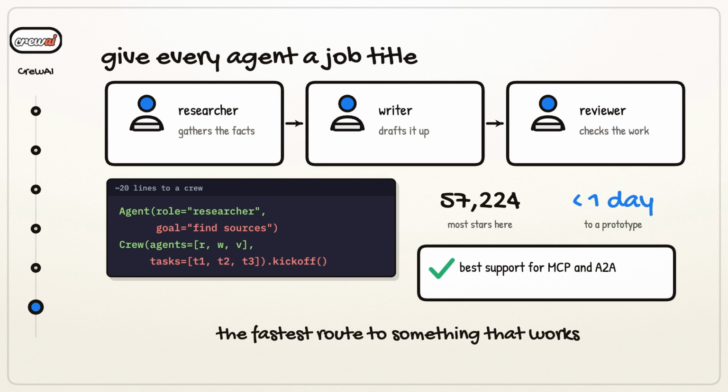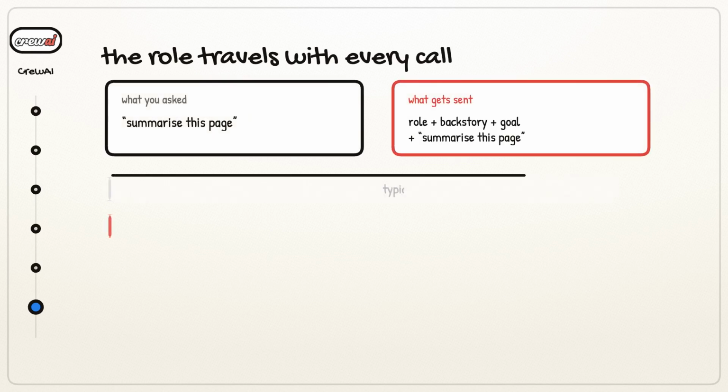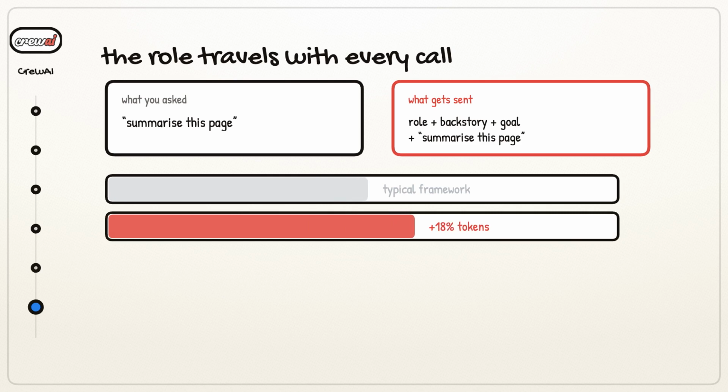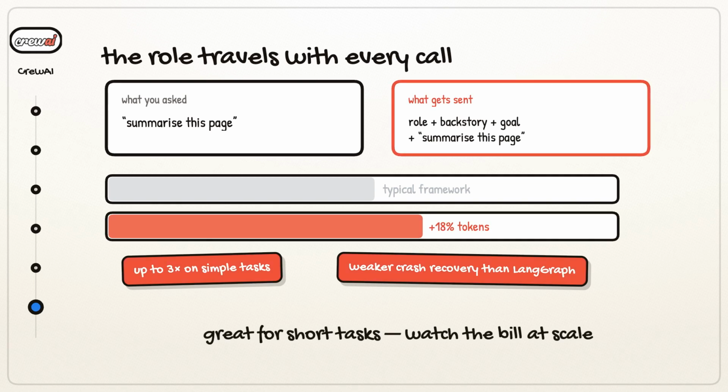A2A. There are two real downsides, because every agent call includes that agent's role and backstory. Independent tests measured around 18% higher token usage in typical workloads, and up to 3 times higher on simple tasks. At scale, that is a real bill. Its crash recovery is also weaker than LangGraph's, so it suits shorter tasks better than long-running ones.